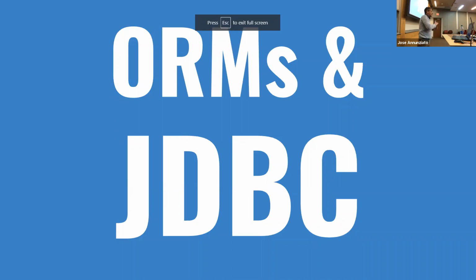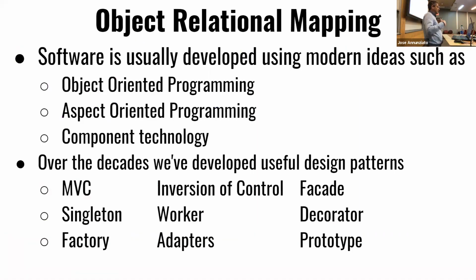Okay. All right, let's talk about ORMs and JDBC. So ORMs, when we mention ORM, we mean that we're looking to create a relationship between the objects. We want to create a mapping between the object world and the relational world. We've been spending most of our semester on the relational world side.